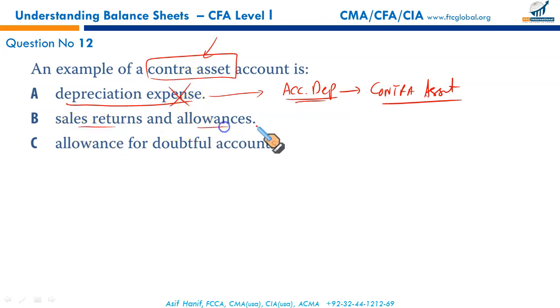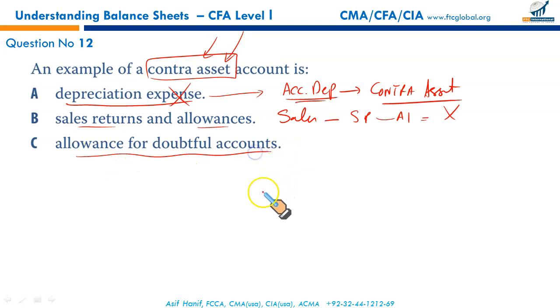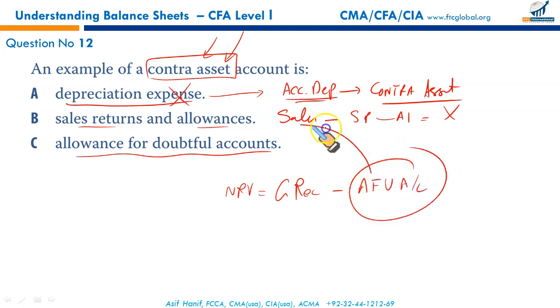Sales return and allowances. Yes, they are contra accounts, but they are netted off against revenue. Sales minus sales returns and allowances, it's a contra account, but it's a contra sales account. It's not a contra asset. This is the key word, contra asset. Then we have allowance for doubtful debts. We just told you that the accounts receivable are reported at NRV, that is your gross receivables minus allowance for uncollectible accounts. This allowance for uncollectible accounts is a contra asset. Why? Because gross receivable is your asset.